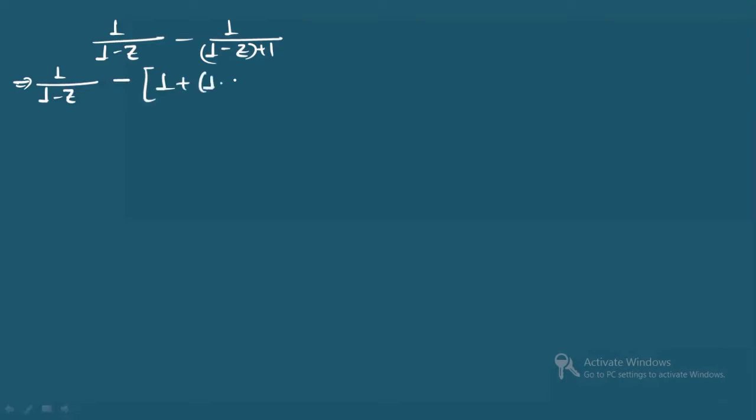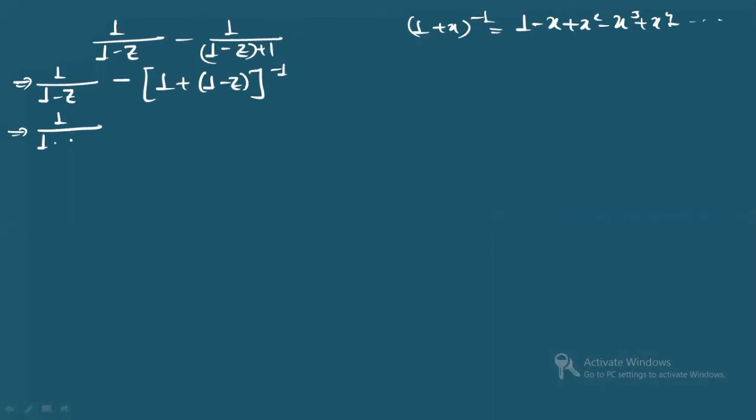Okay. So what we got? We got 1 by 1 minus z minus 1 by 1 minus z plus 1. So this you can write as 1 by 1 minus z minus 1 plus 1 minus z to the power minus 1, taking this term to the numerator. Now you see, we know 1 plus x to the power minus 1. Its expansion is 1 minus x plus x square minus x cube plus x to the power 4 minus, and so on.